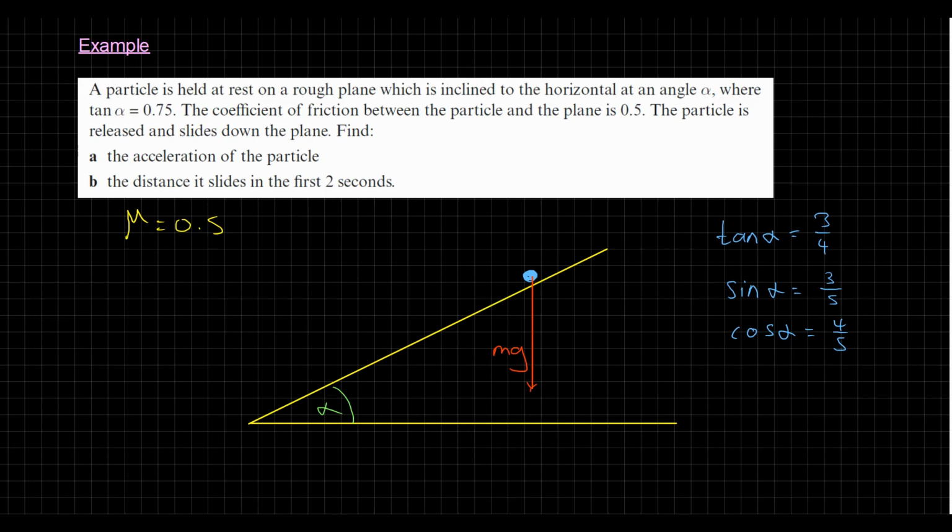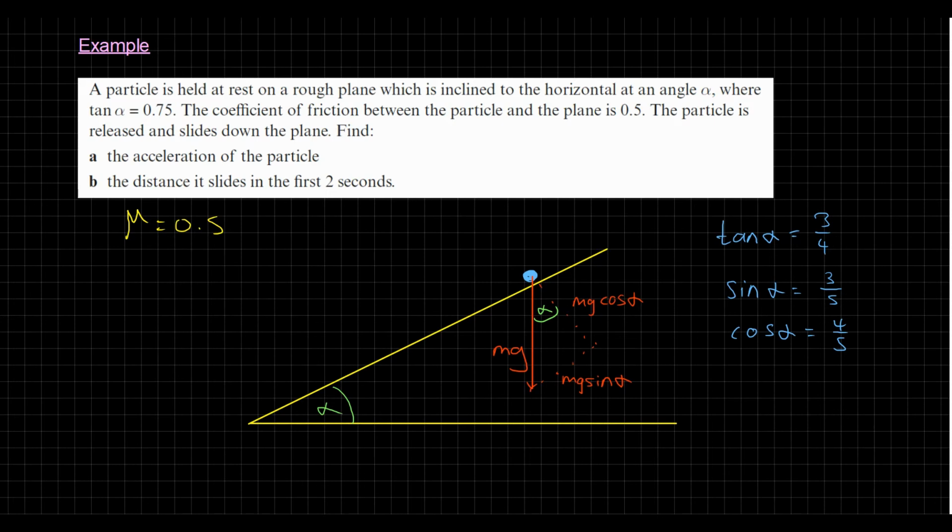Okay, and then we've got these components here. That's alpha. This is mg cos alpha, mg sine alpha. It does get a bit repetitive sometimes marking out these inclined plane diagrams, but to be honest, you do it enough times and it becomes second nature, and that's what's going to make you good at it.